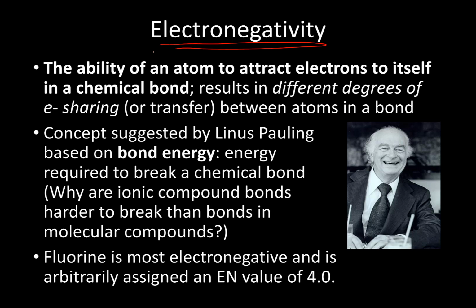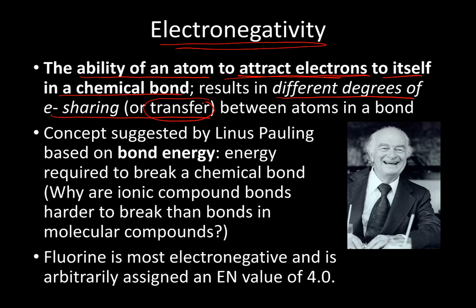Electronegativity is a very important concept that helps us understand the types of bonds that exist. Are they polar covalent? Are they nonpolar covalent? Or are they ionic? So electronegativity is the ability of an atom to attract electrons to itself in a chemical bond. And the different electronegativities of the different atoms involved in a given bond results in different degrees of electron sharing, or if we're dealing with ionic compounds, transfer.